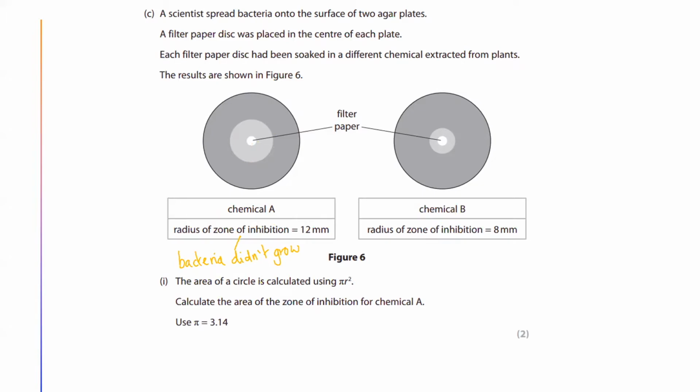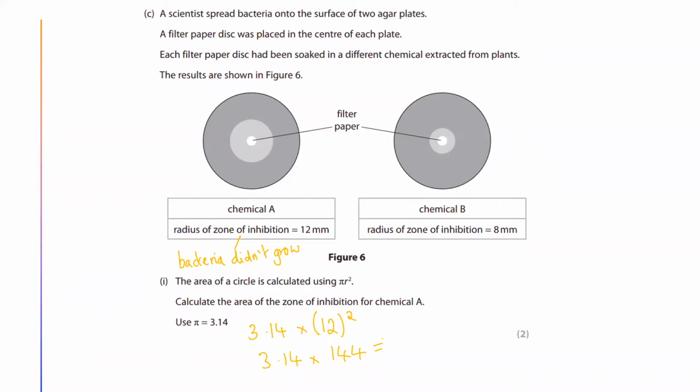The area of a circle is calculated using pi r squared. Calculate the area of the zone of inhibition for chemical A. So we're just substituting numbers into a formula. It says use 3.14 for pi, which you've always used in maths all the time, 3.14, but remember to square it. So 12 squared. So we're going to get 3.14 times 144. And think about the units, we're going to get millimeters squared.